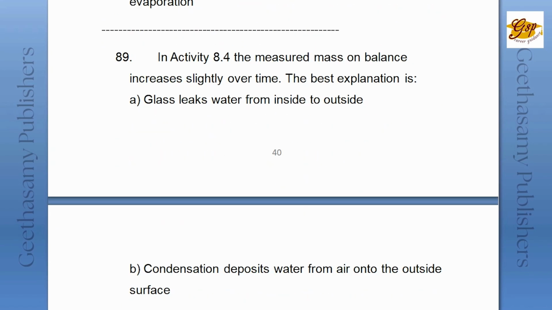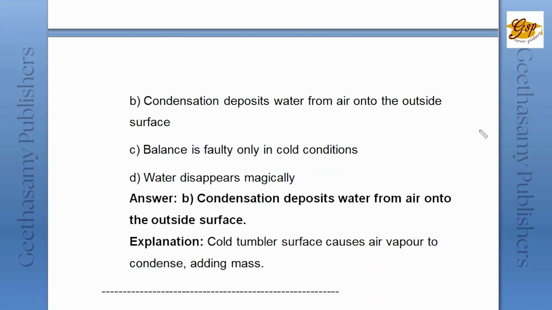And 89th question, from the book. The best explanation options: gas leaks water from inside to outside; condensation deposits water from air on the outside; balance faulty only in cloudy conditions; water disappears magically. The correct answer is B: condensation deposits water from air onto the outside surface. So the cold tumbler surface causes air vapor to condense, adding mass, right?